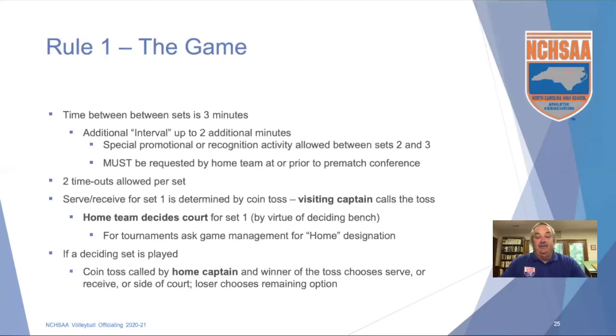Each team is allowed 2 timeouts per set. They can use those timeouts before the set actually starts if they want to. How do you determine who serves first?